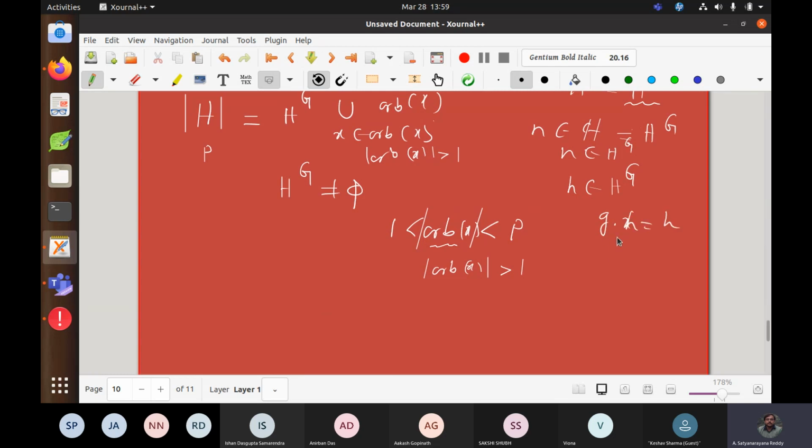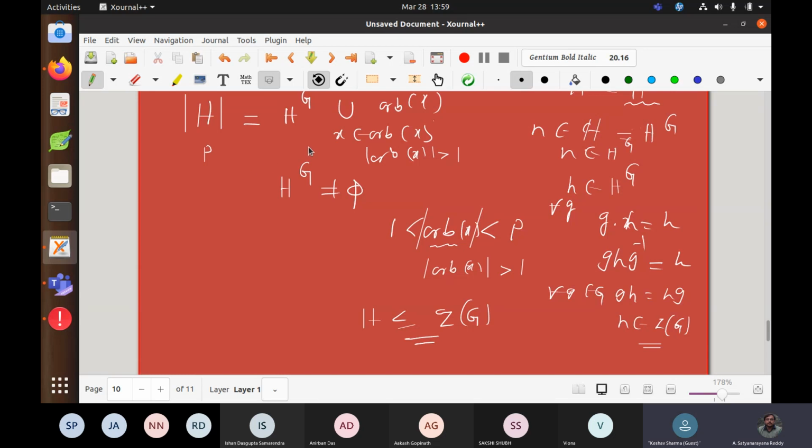But what does g·h mean? Here the operation is g h g inverse, which is equal to h. This is true for every g. h^G means h is fixed by every element of the group. So that is gh equal to hg for every g. That means h belongs to the center of the group. That means H is a subgroup of the center of the group. Yeah. Any doubts?